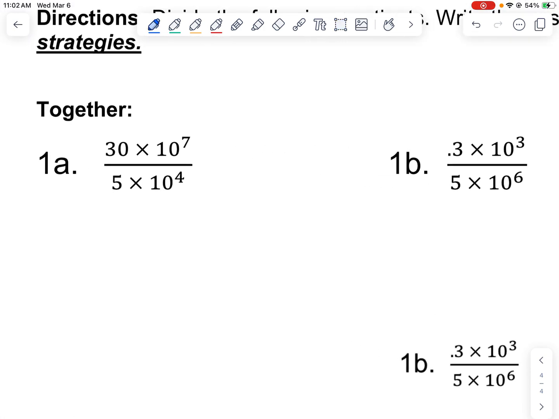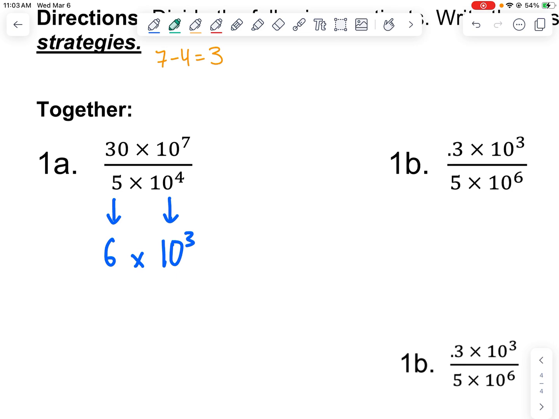So I basically think of this as separate problems for each part of this here. The circles sometimes get in the way, so I like to draw arrows. 30 divided by 5 is 6. 10 to the 7th divided by 10 to the 4th is 10 to the 3rd. I can visualize writing out 10 7 times in the numerator and 10 4 times in the denominator and crossing off and being left with 3 factors of 10. Or I could subtract those exponents. 7 minus 4 gives me 3.